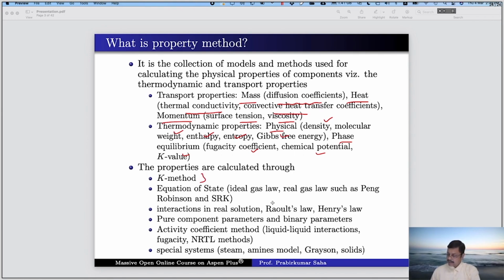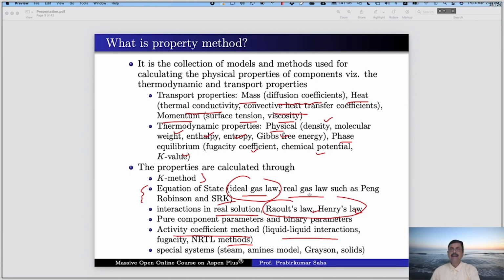Equation of state, that is ideal gas law, real gas law such as Peng-Robinson and Redlich-Kwong-Soave, that is for vapor phase. And for liquid phase, that is real solution, we have Raoult's law, Henry's law, or activity coefficient method for liquid-liquid interaction, fugacity, NRTL. When we do not have the molecular interaction in the liquid or vapor phase, we can use ideal gas or ideal solution laws.